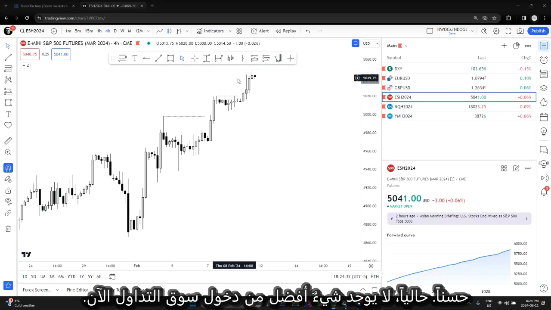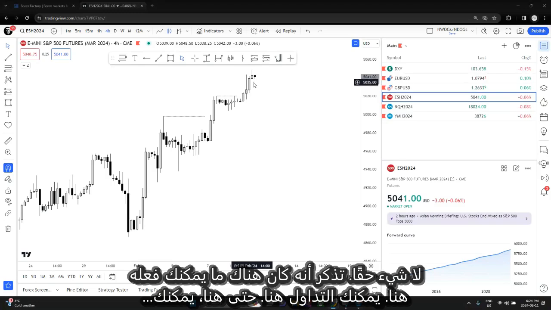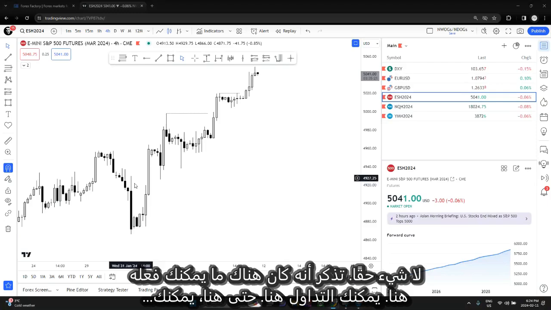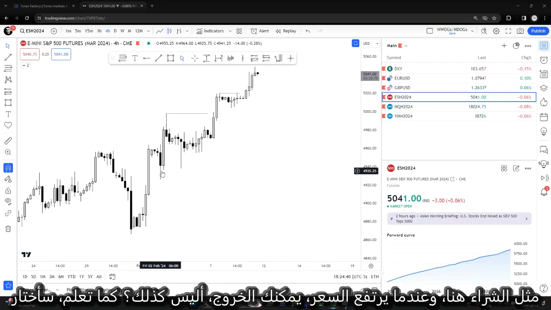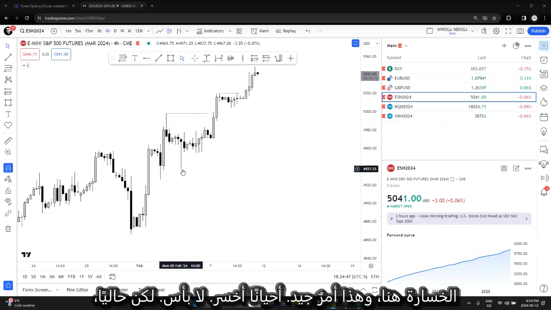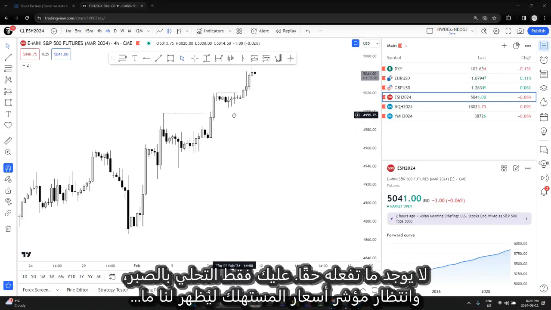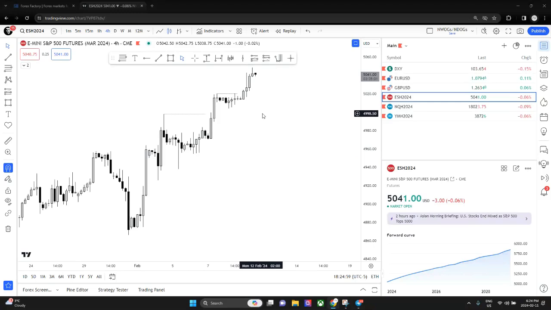Currently, nothing to really do, like going in the market to trade right now. Remember here, there was something to do. You could trade here. Even here, you could buy in here, and when price expanded, you could come out, right? I'll take a loss right here, which is fine. You lose sometimes. That's okay. But currently, right now, nothing to really do. You just got to be patient. Wait for CPI to show us what it wants to do with the market.